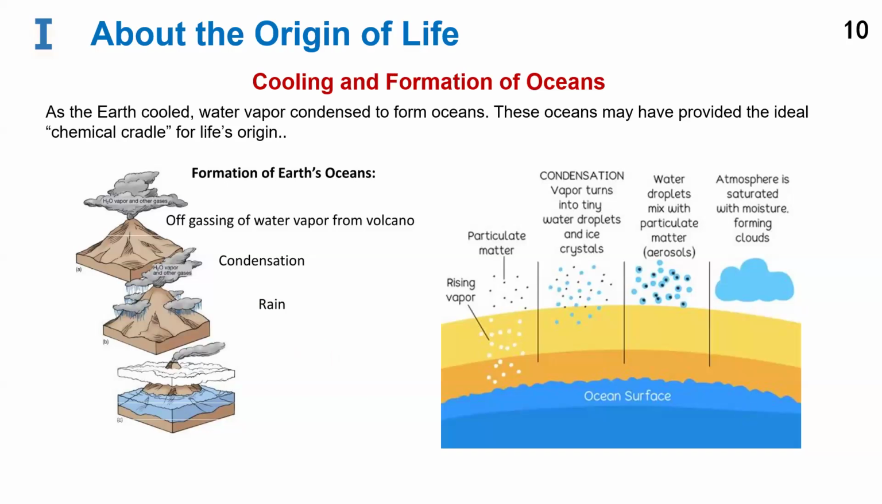Over time, the accumulated rainfall filled low-lying areas, forming the first oceans. Early oceans were likely hot and filled with dissolved minerals, creating what many scientists call the chemical cradle of life. In other words, while the formation of Earth provides the physical foundation, the cooling and appearance of oceans provide the environmental stage where life's chemistry could begin.